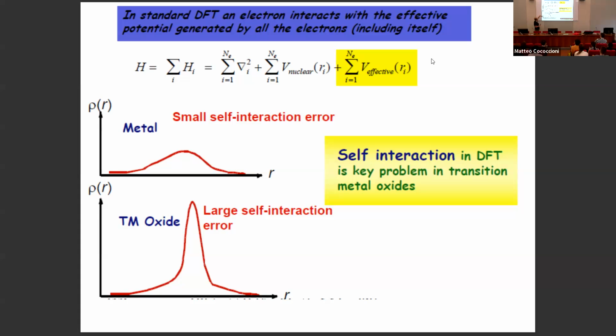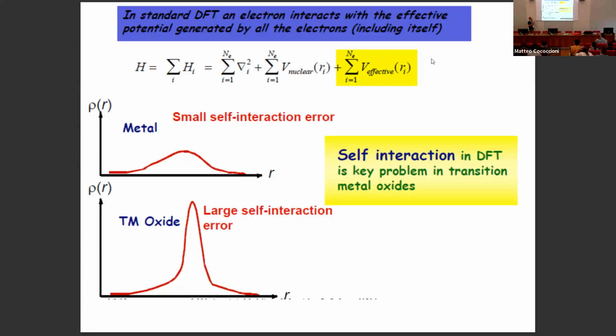systems in which, suppose that you have some electrons, and these electrons may exist in a metallic phase or the oxide phase of some element. In one phase, the density of states is going to be very broad. The electrons are going to be delocalized on a large portion of the real space, and therefore the self-interaction energy is going to be relatively small.